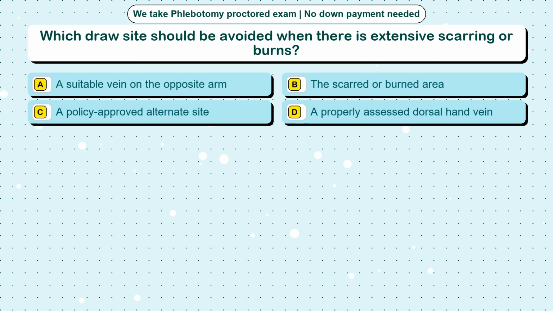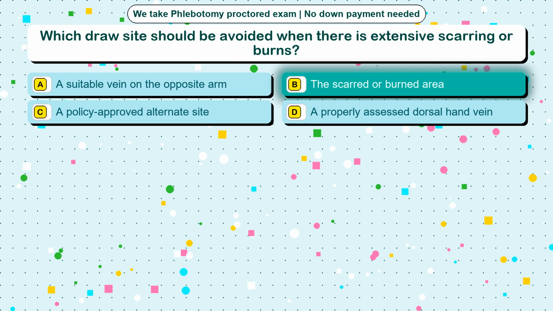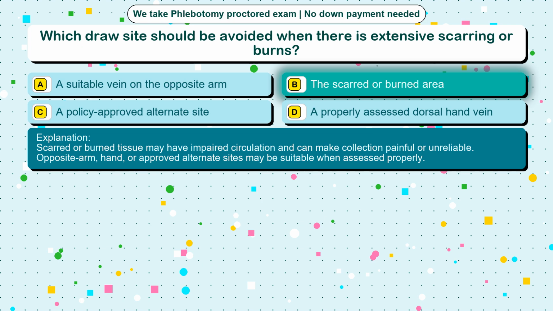Question 24. Which draw site should be avoided when there is extensive scarring or burns? Option A, a suitable vein on the opposite arm. Option B, the scarred or burned area. Option C, a policy-approved alternate site. Option D, a properly assessed dorsal hand vein. The correct answer is option B, the scarred or burned area. Scarred or burned tissue may have impaired circulation and can make collection painful or unreliable. Opposite arm, hand, or approved alternate sites may be suitable when assessed properly.